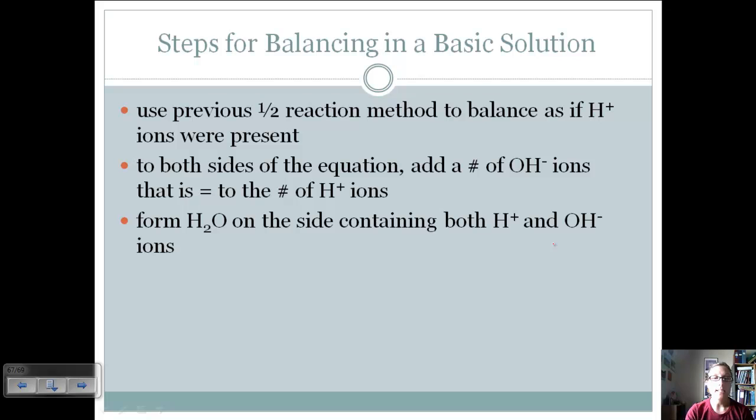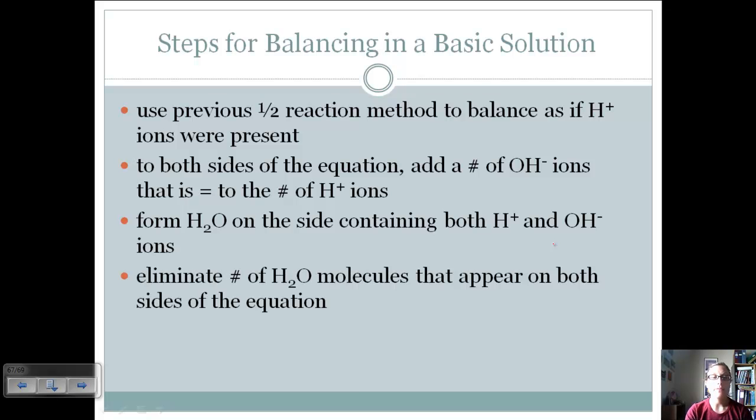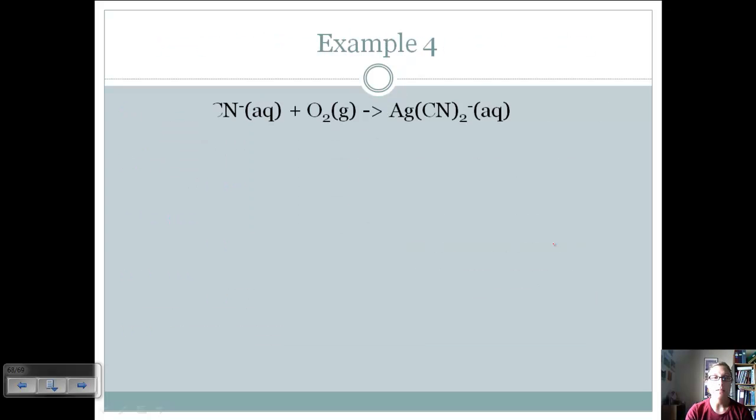If you have a side that contains H plus and OH minus ions, then you can form those into water. And if you've got water molecules on both sides, you can cancel those out. Then again, make sure to check that everything is balanced.